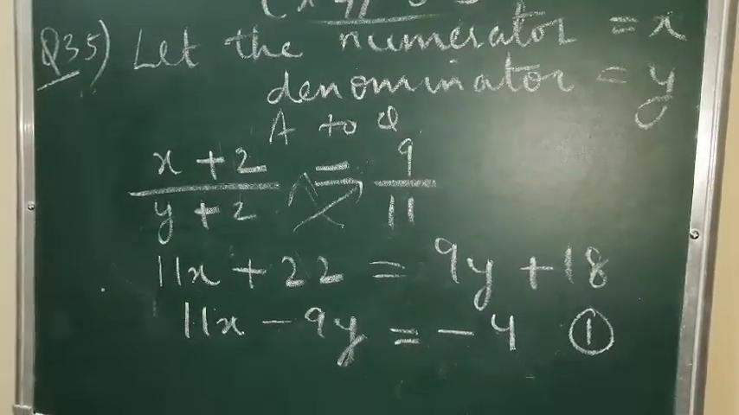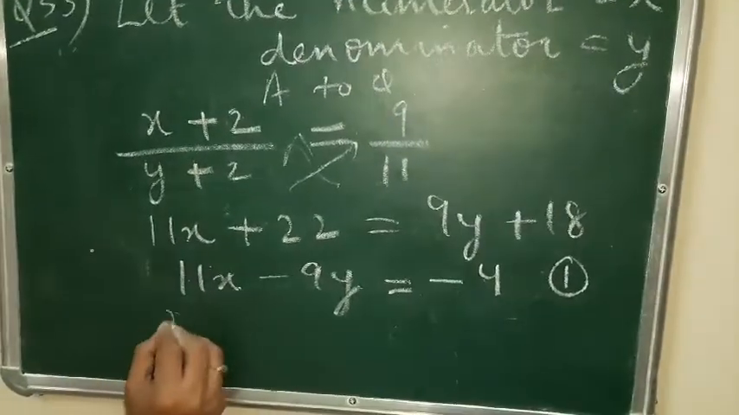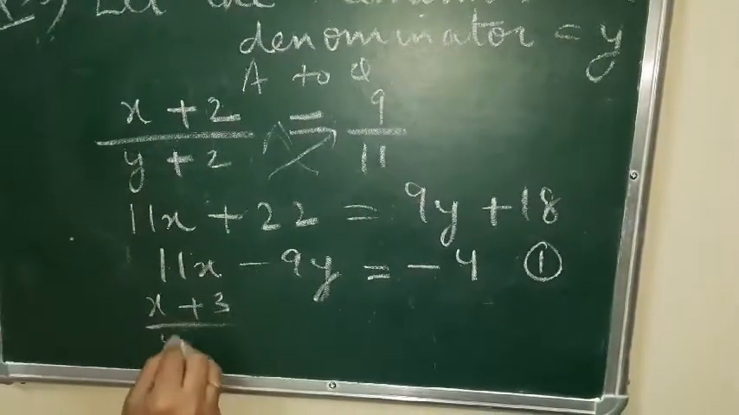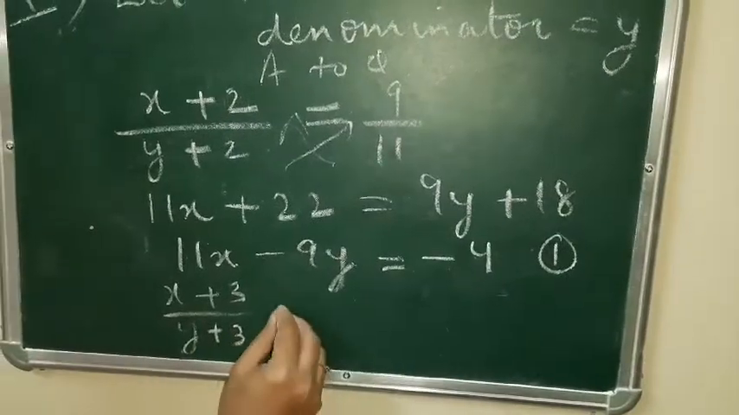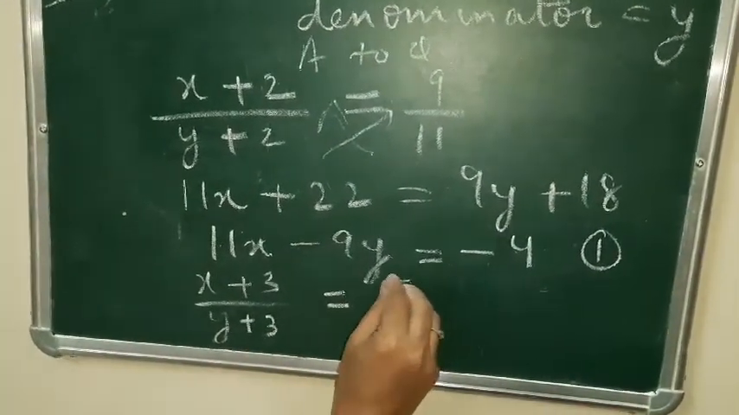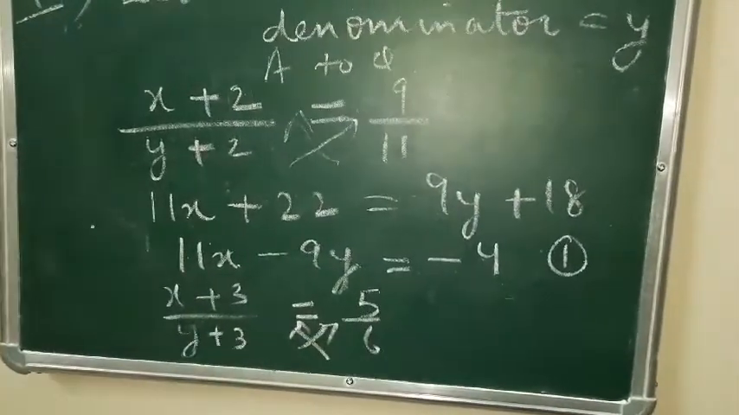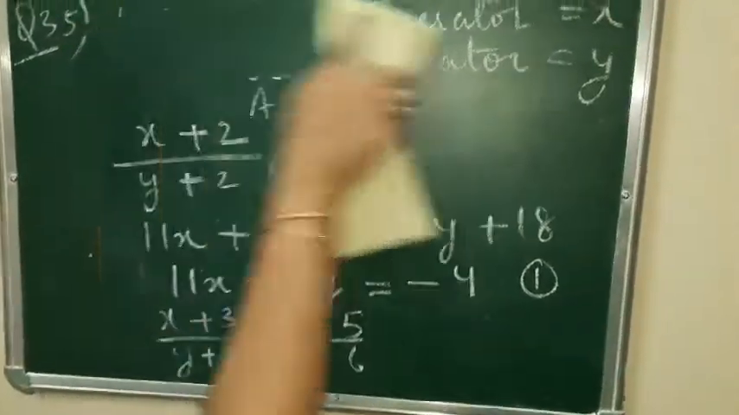For the next equation it is given 3 is added to both numerator and denominator. Now we have to add 3 to both. So x plus 3 upon y plus 3. The fraction becomes 5 by 6. Again you will cross multiply and find the second equation.